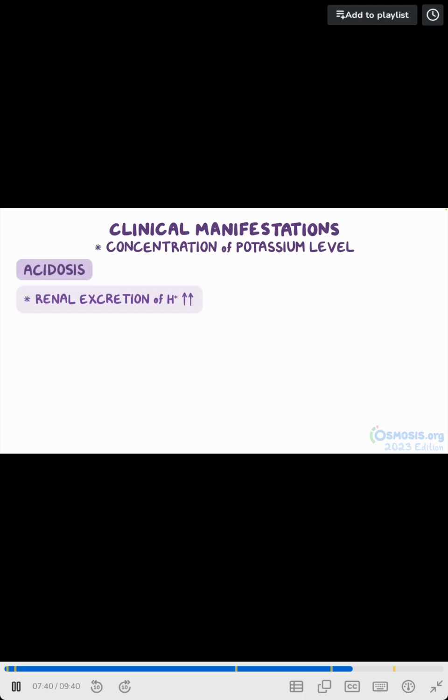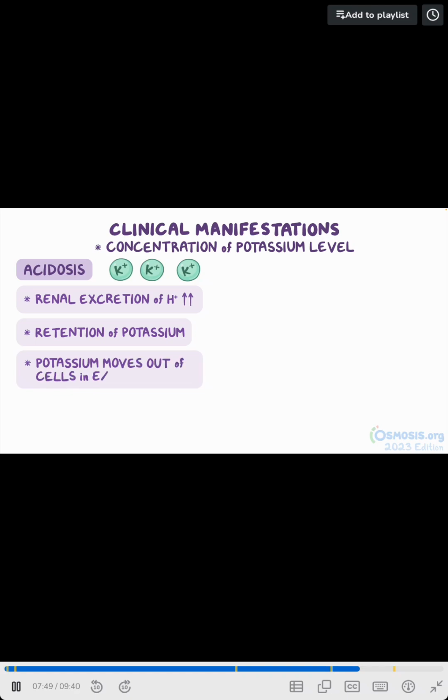The pH level can also affect the concentration of the potassium level in the body. In acidosis, renal excretion of hydrogen increases, which causes retention of potassium, thereby increasing the serum potassium level. Moreover, potassium tends to move out of cells in exchange for hydrogen, which moves into the cells, further increasing the potassium level. In an alkalotic state, the opposite occurs.